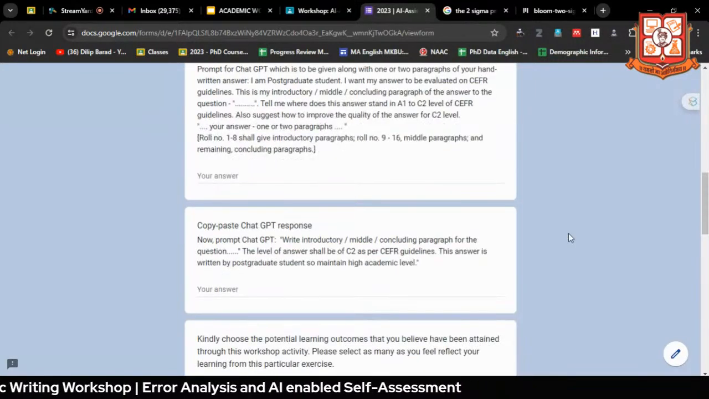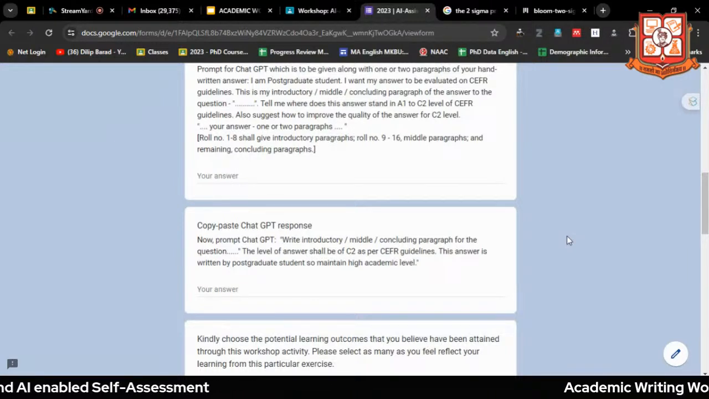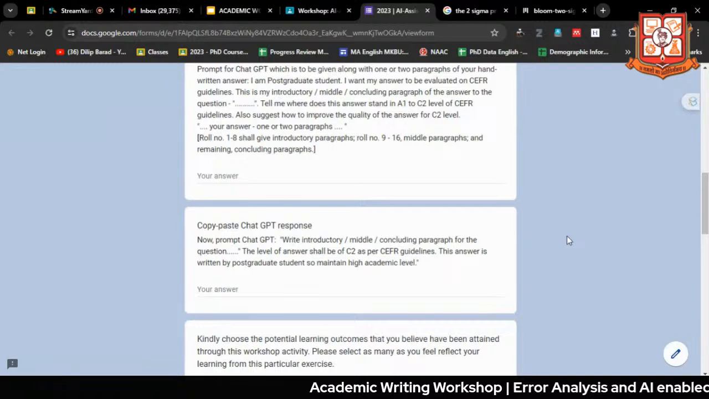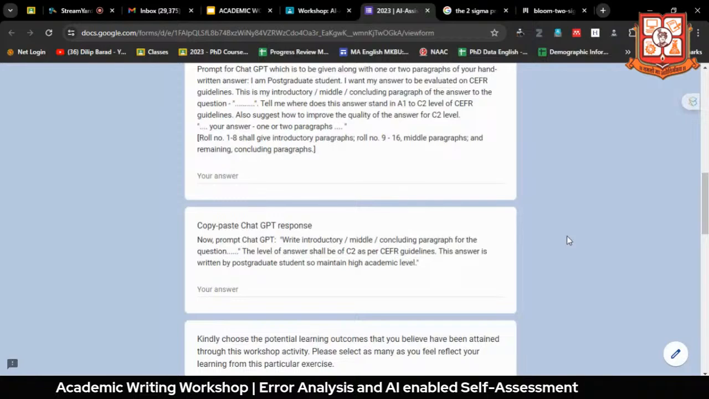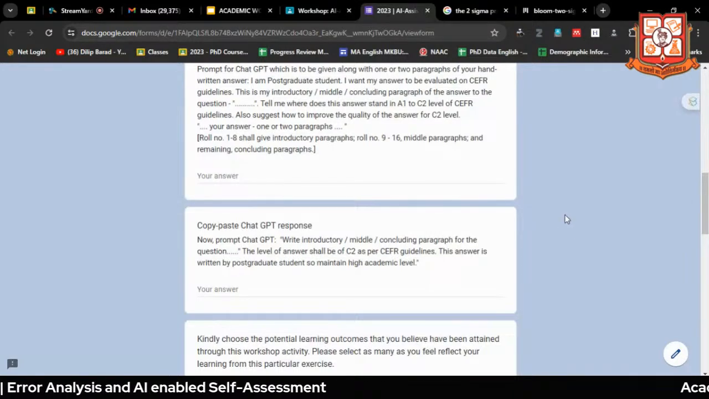And then whatever response you get after 2 or 3 attempts, you have to copy and paste here. No screenshots, nothing, but you have to copy. Copy features are given now in ChatGPT. So you have to copy the entire response and paste it in this Google form.